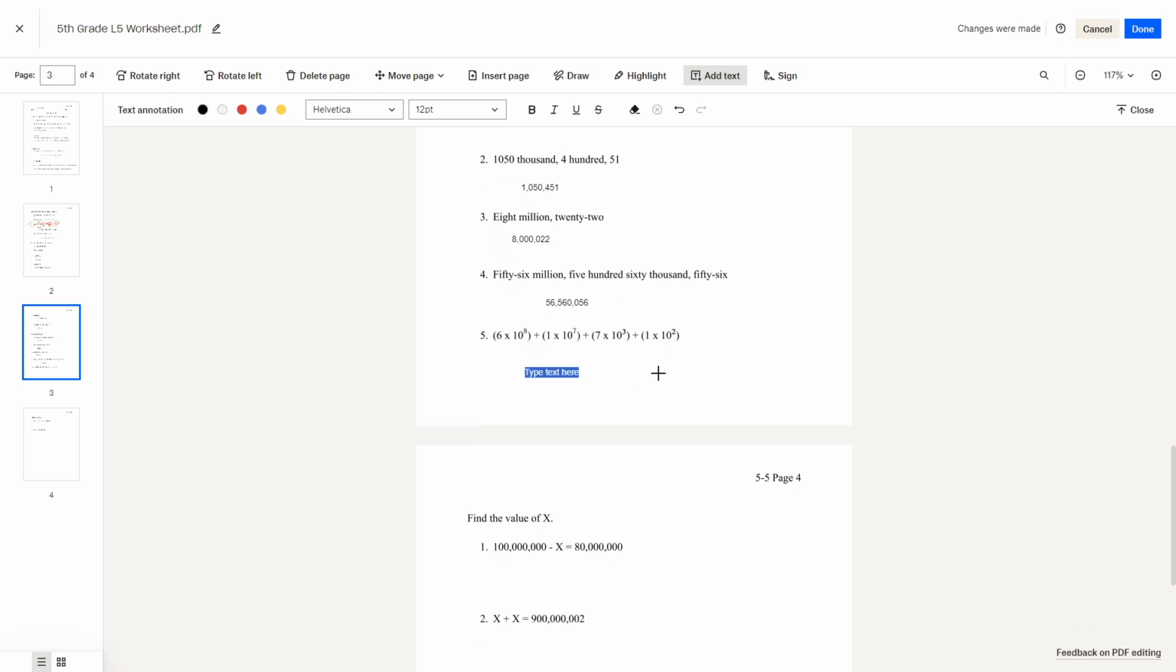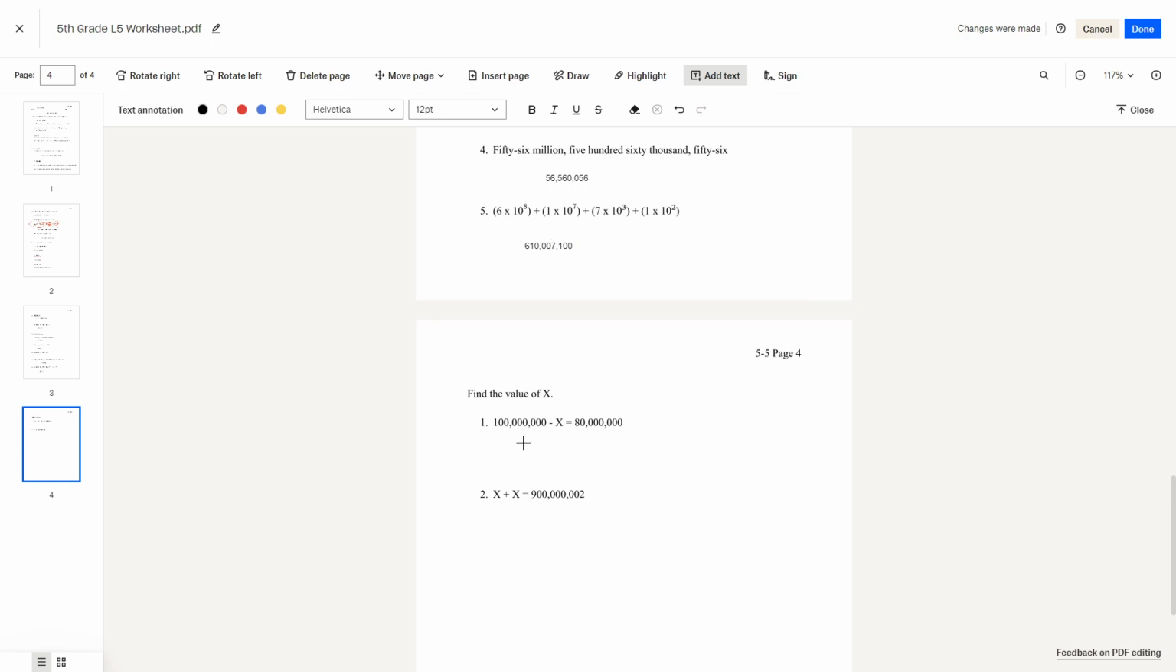And lastly, 6 times 10 to the 8th, 600 million. 1 times 10 to the 7th, 10 million. 7 times 10 to the 3rd power, so we can just add the zeros until we get there, which is here in this thousands place, and 1 times 10 to the 2nd power, which is 100.